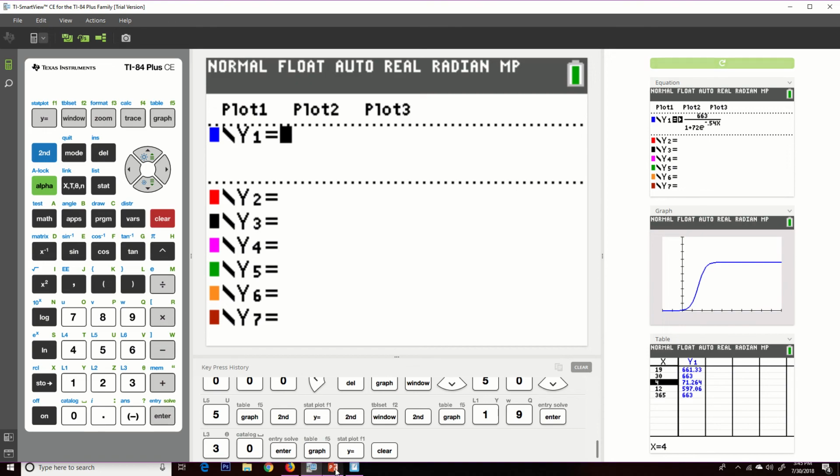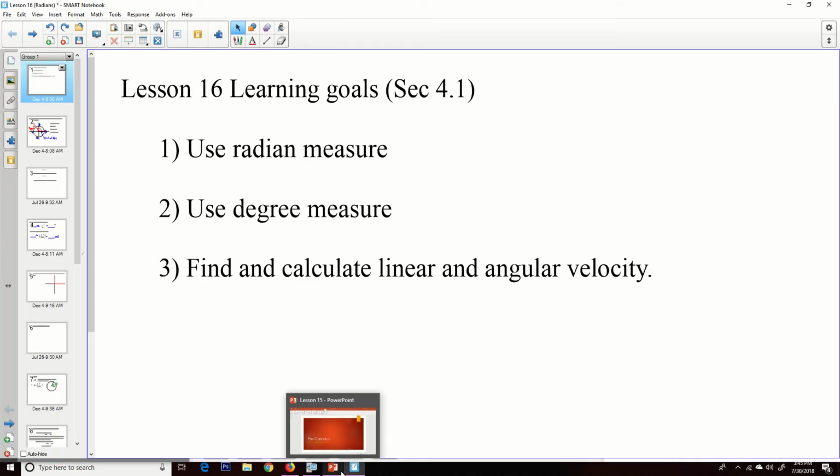The learning goals for today: we're going to use radian measure. We're also going to talk about that in conjunction with degree measure, and we are going to find and calculate linear and angular velocity. None of these things are extremely difficult, but there are a number of different things that we have to go through as we start a new unit.